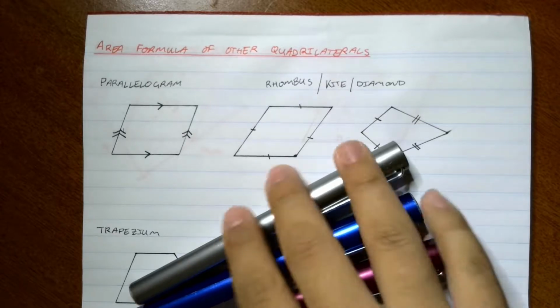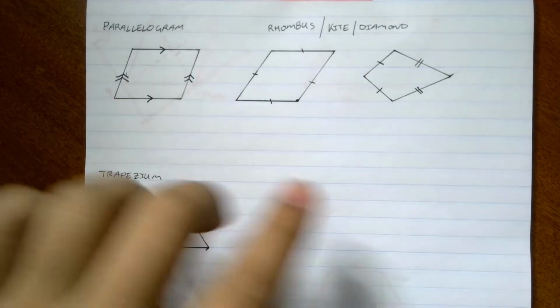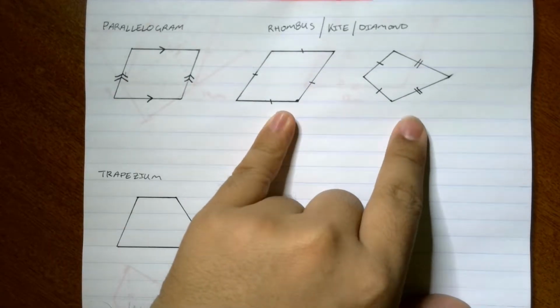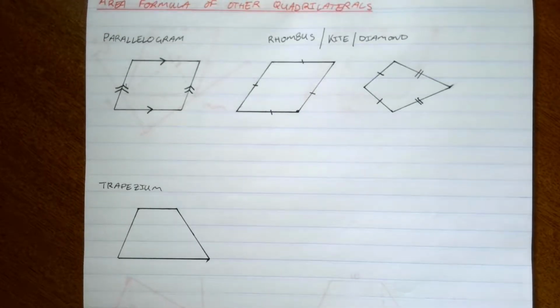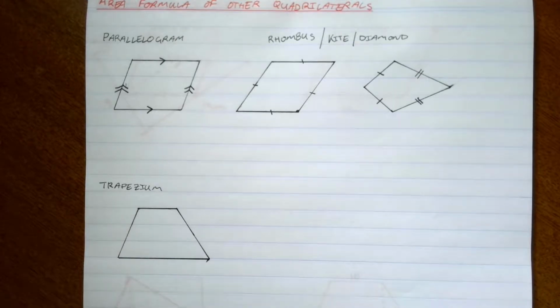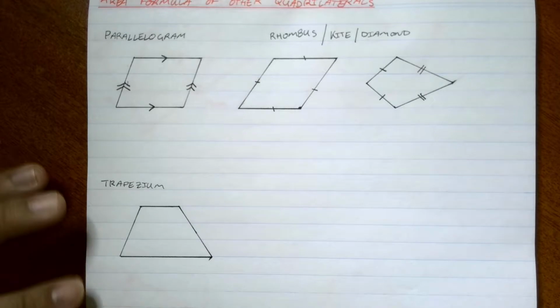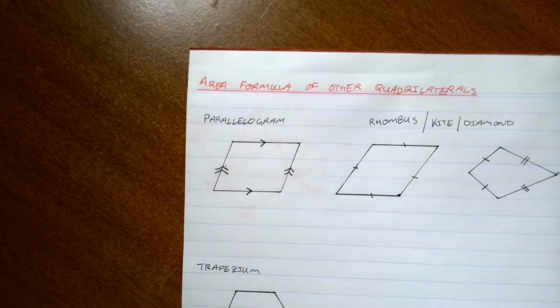In this video we're going to look at the formulas for the following shapes: parallelograms, rhombus, kite or diamonds, and trapeziums. If you're looking for the area formula for squares, rectangles, and triangles, that's in my other videos. But in this video we're going to look at these shapes, and we're going to be doing a few examples on the next page. So here we go. Let's begin first with the parallelogram.